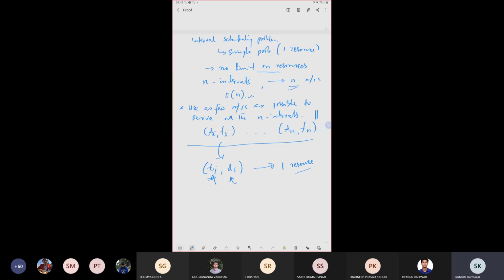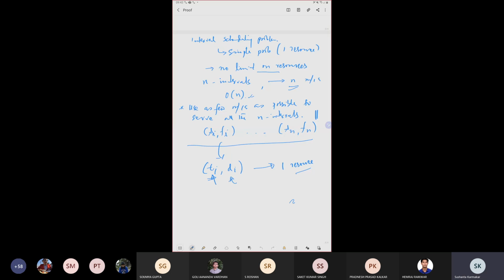I have this: one interval, one resource, that is one computer to deal with, and I have multiple intervals, in the form of this TIDI. So I'll just set the problem. What will happen? How will you do it?